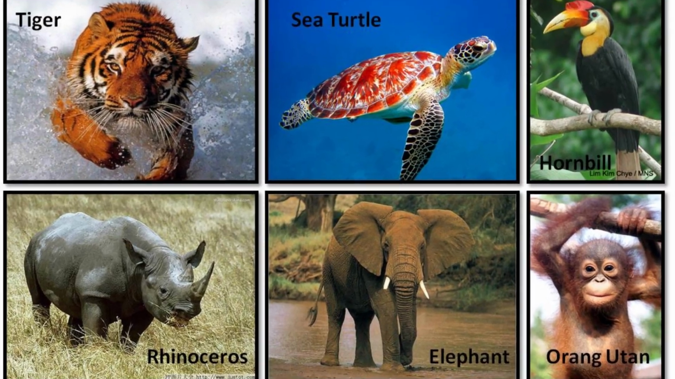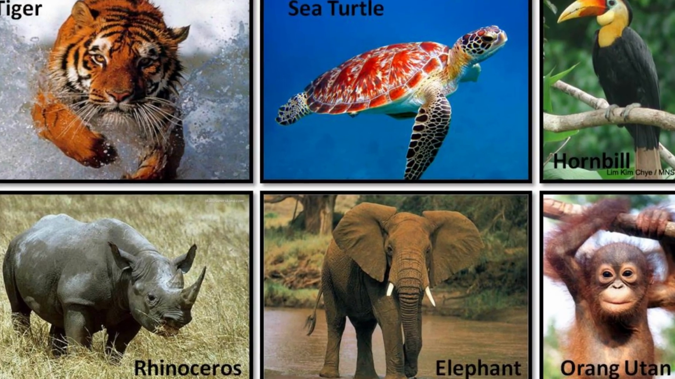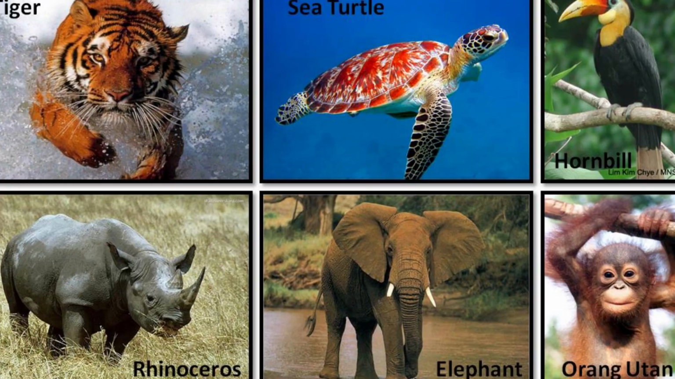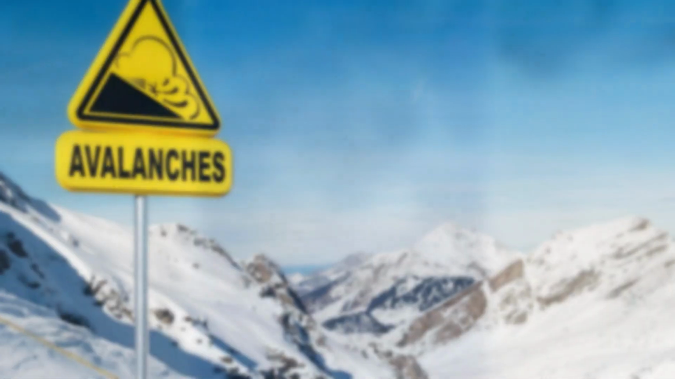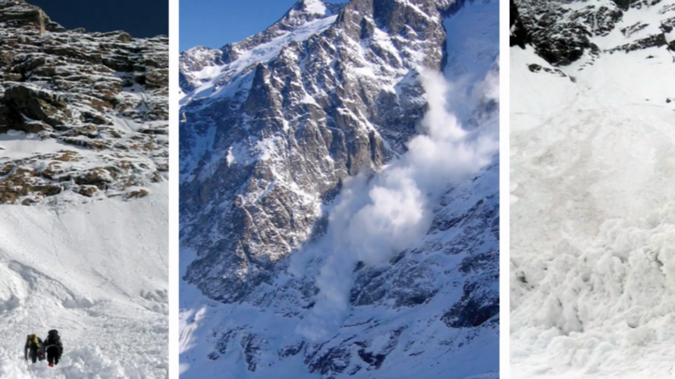Biodiversity loss. Many species are at increased risk of extinction due to habitat loss, changing climate conditions, and ecosystem disruption. Global warming has contributed to an increase in avalanches in some regions, particularly in mountainous areas where snow and ice are common.